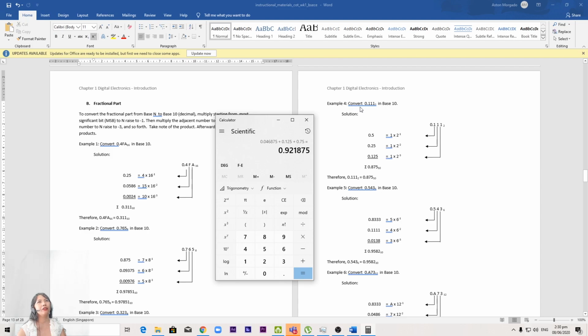Okay. Convert 0.111 base 2 to base 10. Just hang in there. We'll only have 3 examples left. Then you'll have your second assignment. So, 0.111 base 2 in base 10.